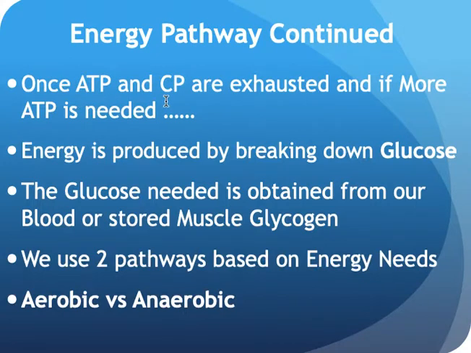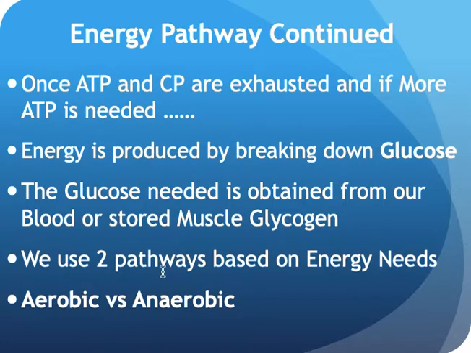So once ATP and creatine phosphate are exhausted, and if I'm still being active or more ATP is needed, I'm going to get my energy through breaking down glucose. Everything we eat, we're going to break down and turn into glucose and put it into our bloodstream, and then we can use it as energy. If I have too much glucose in my bloodstream, I'm going to store it as glycogen, or store it as fat. But if I want a usable source of energy, I have to break all those nutrients down into glucose. So the glucose needed is obtained from our blood or stored in our muscle glycogen.